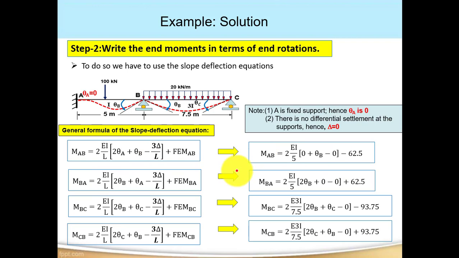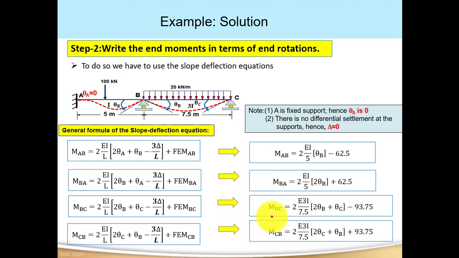Finally, M_AB equals 2EI divided by 5 times theta A, which is 0, plus theta B, minus 3 delta over L, which is 0, minus the fixed end moment AB. Substituting these zero values into the equation, we will have M_AB equals 2 times EI divided by 5 times theta B minus 62.5, and M_BA equals 2 times EI over 5 times 2 theta B plus 62.5.